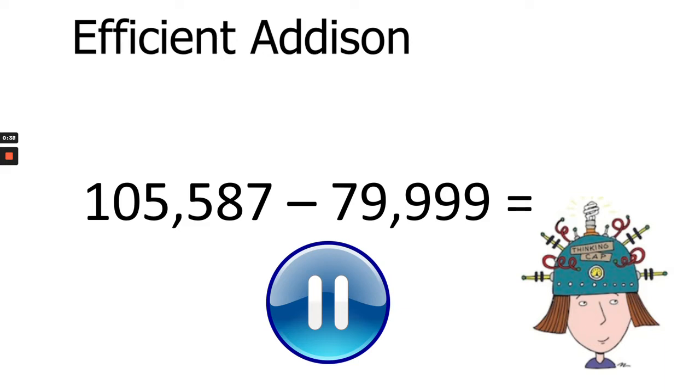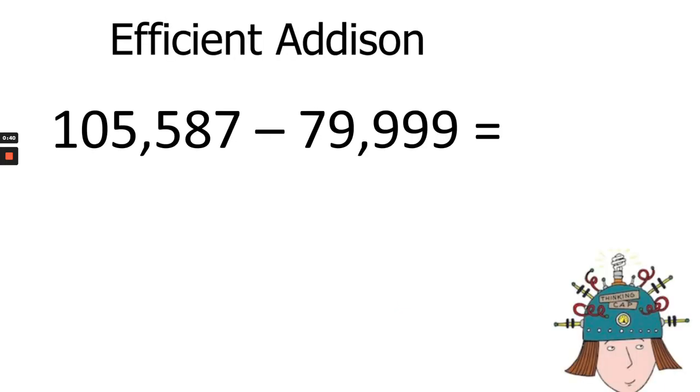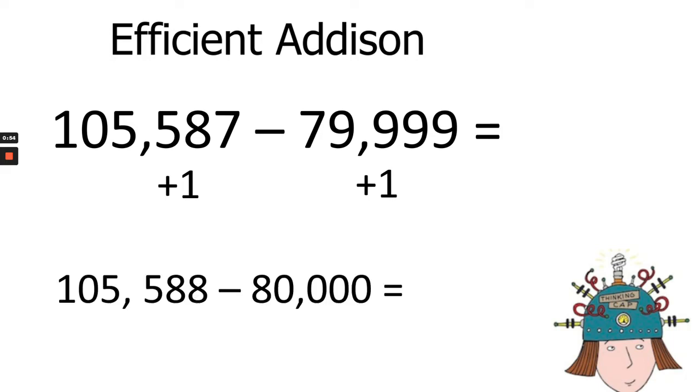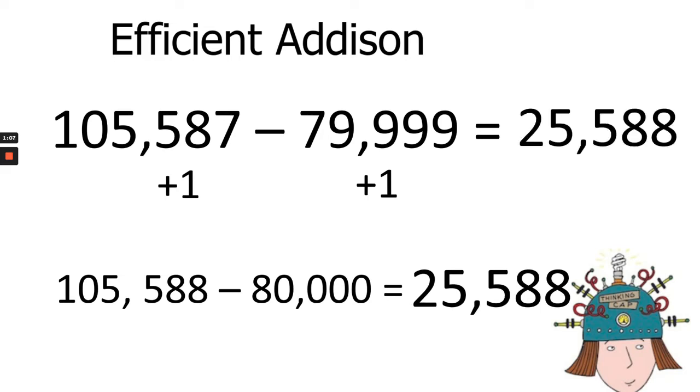All right, let's see how you got on. When I look at that 79,999, I want to bump it up. So it's a nice round number, easy to subtract. But now I've changed the difference in my equation. I've got to do the same with the other number. I'm going to bump it up. My equation now looks like this: 105,588 take away 80,000. That gives me 25,588. And that's your answer.